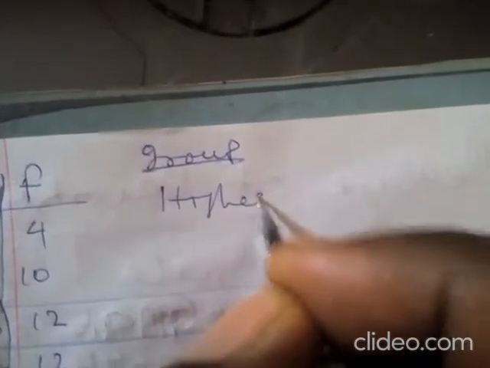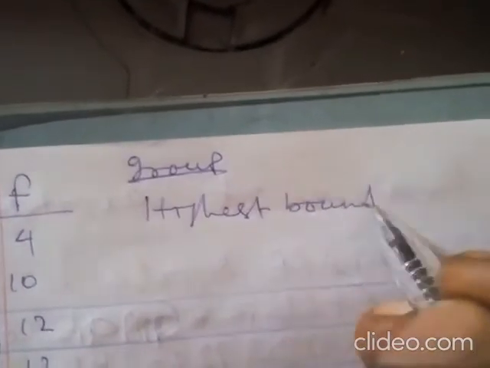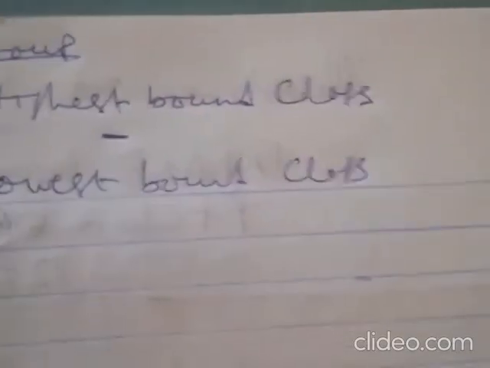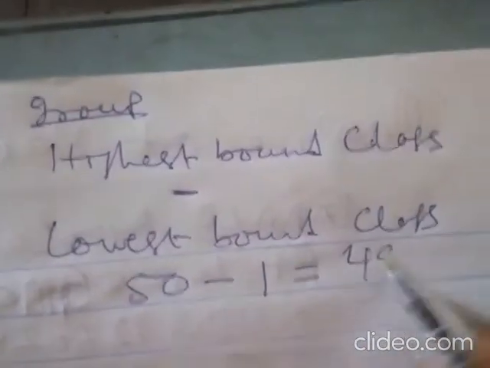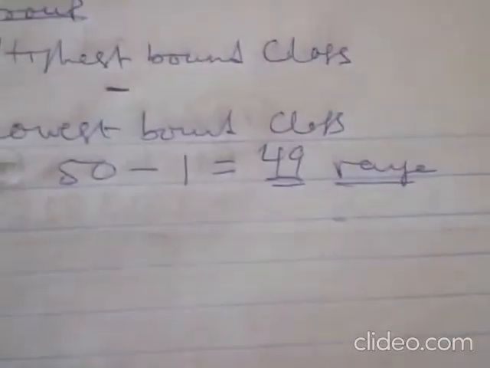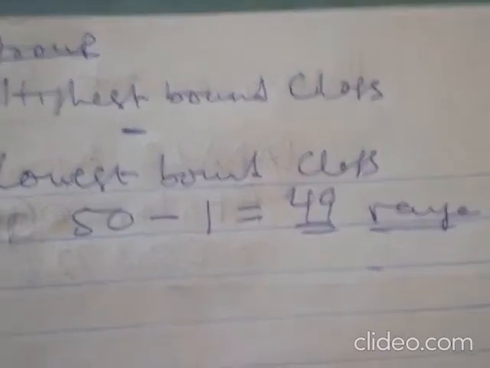Now for us to get the range is still similar, but at this point we say the highest class bound minus the lowest class bound. So we are talking of classes here. Highest class bound minus the lowest class bound. So which is the highest class bound? The highest class bound here is 50 and the lowest is 1, and it gives us 49, which is the range. So you can see how simple it is to find range.